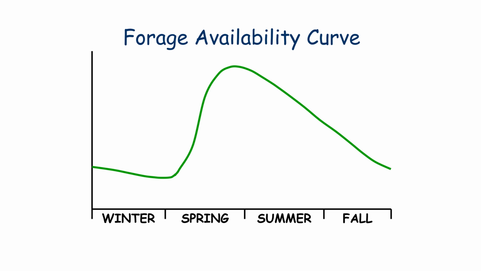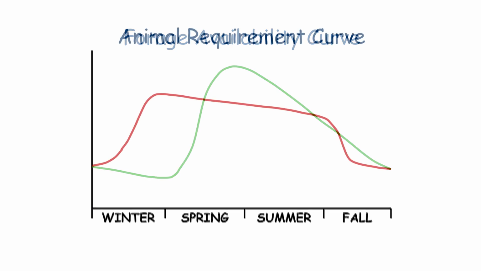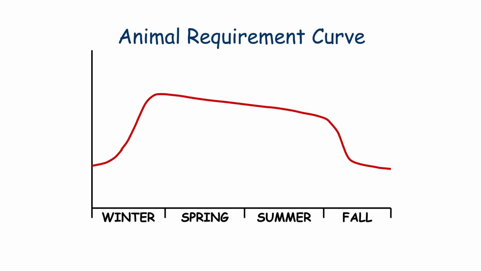This graph here is a forage availability curve. It's accurate in most of North America, except in the Mediterranean climates or fescue country. But forage availability, nutritional value is fairly low till it starts and peaks fairly quickly in the spring, gradually slides off in the fall. This graph is an animal requirement curve.